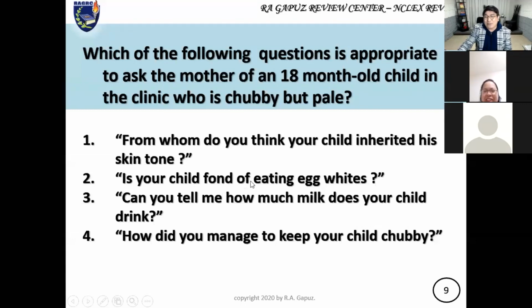Number 2, is your child fond of eating egg whites? Now, this is not indicated for children until they're 1 year old because it could actually cause allergy. Can you tell me how much milk does your child drink? Excellent. How did you manage to keep your child chubby? Okay, so the most appropriate response is actually number 3. Can you tell me how much milk does your child drink? So everyone is actually learning fast.